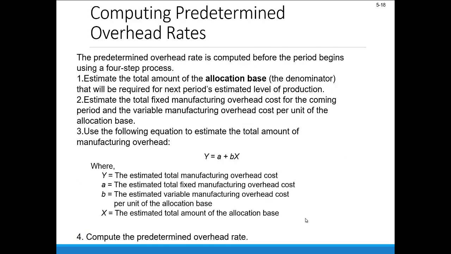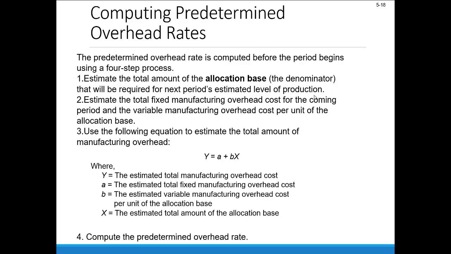Now, the predetermined overhead rate is calculated using a four-step process here. First, we want to estimate the total amount of that allocation base, the activity base, the cost driver, whatever term you prefer, that would be required for next period's estimated level of production. So if we're using a measure of labor, like direct labor hours, we want to come up with an estimate of the total labor hours we expect to use to produce whatever we're going to produce in that upcoming period. Maybe it's 20,000 labor hours.